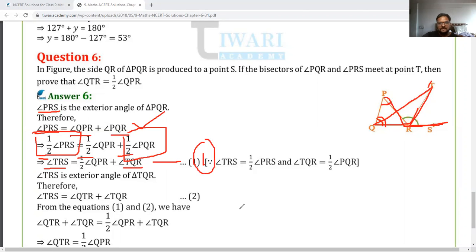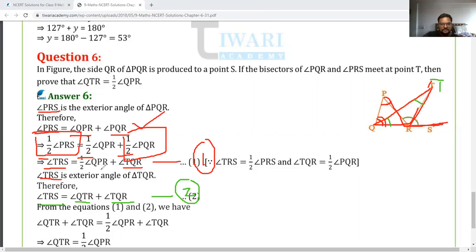Now we'll go with TRS as an exterior angle. For this we have to represent this angle's interior opposite angles, this one as well as this one. So TRS is equal to QTR plus TQR. Two angles we have added. This is the second equation.